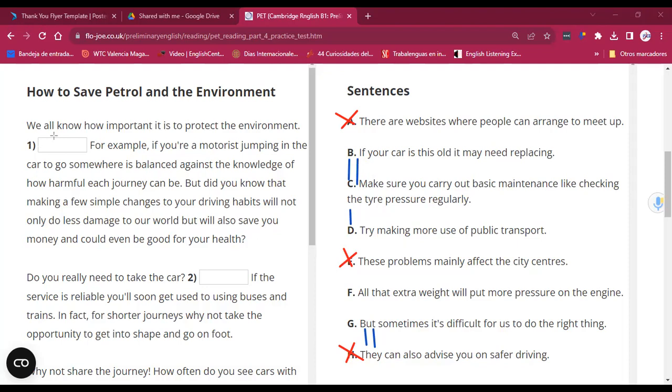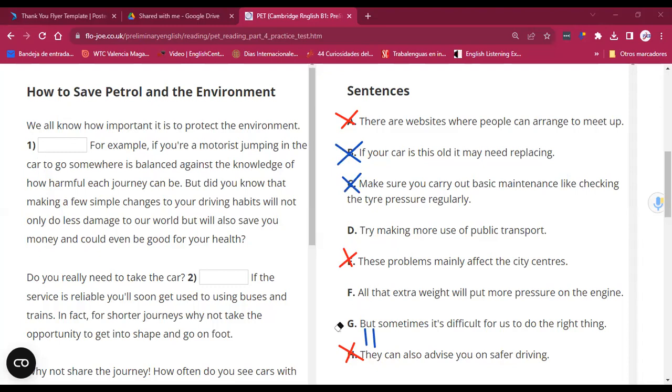Okay, let's see. We all know how important it is to protect the environment. If your car is this old, it may need replacing. Here, they don't say anything about a car. So it is not this one. We all know how important it is to protect the environment. Make sure you carry out basic maintenance like checking the tire pressure regularly. They are not talking about a car, so this is not it either.